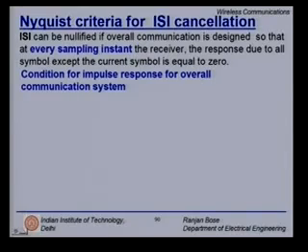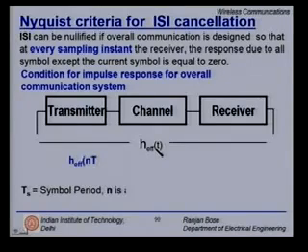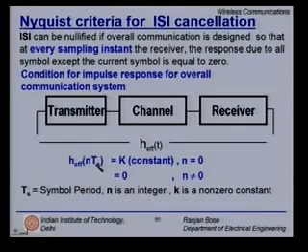Nyquist derived the condition for the impulse response of an overall communication system so that there is 0 ISI. So, the overall system has to be optimized, which includes the transmitter, the channel and the receiver all taken together, and this is the H effective. This impulse response must have some properties. And what is the property? That H effective (nTs) is equal to a constant k for n equal to 0 and is equal to 0 for n not equal to 0. Right? So, I am sampling at these intervals and it should be 0 for all other sampling instances other than its own sampling instance. Ts is the symbol period, n is an integer, k is a non-zero constant. It's as simple as this.